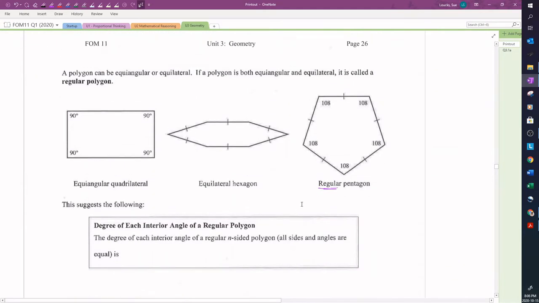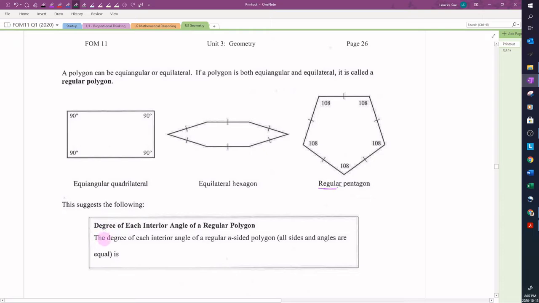All right. Polygons can be equiangular or equilateral. So this rectangle is a polygon that is equiangular. All four angles are the same. They're all 90 degrees. But the sides are different lengths. And this is an equilateral hexagon. All the six sides are the same length, but the angles are very different. If we have a polygon which is both, like this one here, all of the 5 side lengths are the same and all of the angles are the same. This is what we call a regular polygon, and in particular, this is a regular pentagon. Okay.